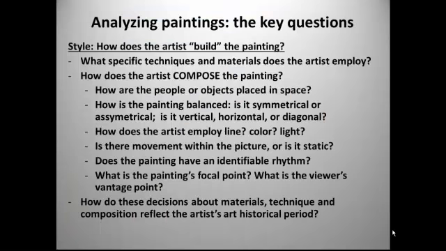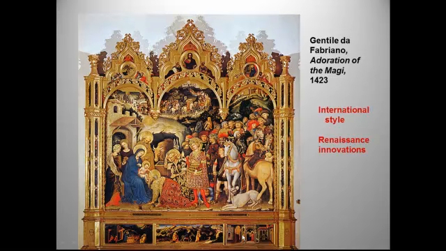Our next set of tools falls under the broad category of style, the techniques a painter employs to build a painting. So let's go back to Gentile da Fabriano's Adoration of the Magi. The term international style sums up a number of style choices. So what are some of these? Quick review. Well, we see the sumptuous court dress, the heavy use of gold, expensive pigments. But this painting is significant because it also represents a transition between medieval and Renaissance art.